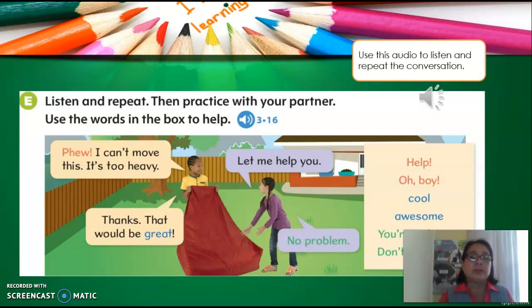Phew! I can't move this. It's too heavy. Let me help you. Thanks. That would be great. No problem.